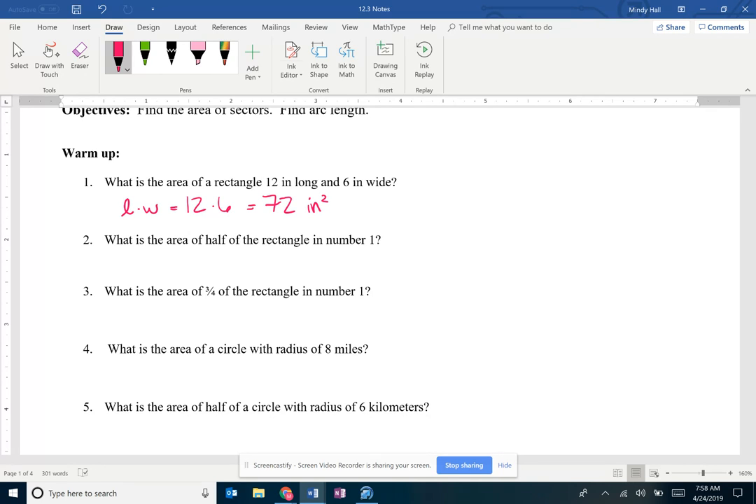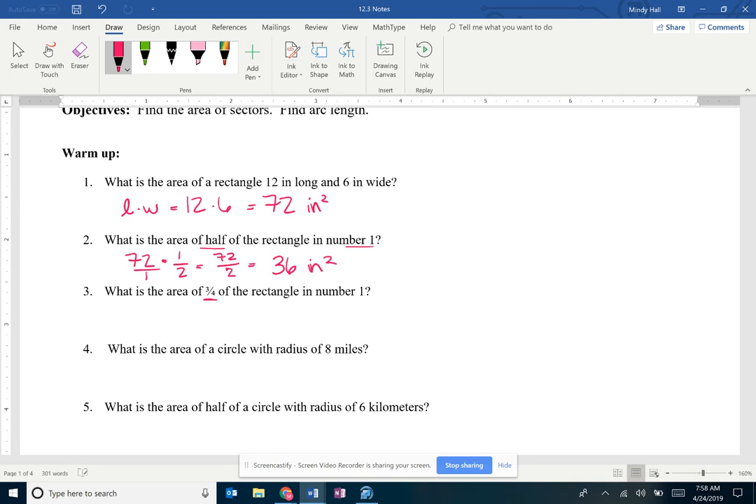What is the area of half the rectangle in number 1? Well, our area was 72. And if we're doing half, we can either divide by 2 or multiply by 1/2. If we multiply by 1/2, you notice it still ends up being 72 divided by 2 when you multiply straight across. And that gives you 36 inches squared.